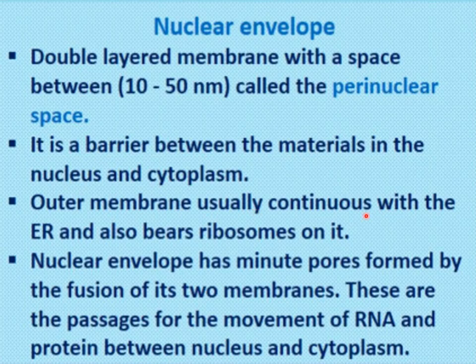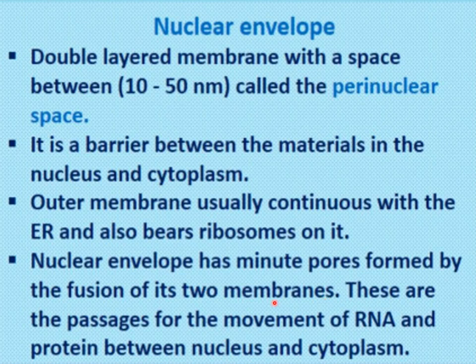The outer membrane is usually continuous with the endoplasmic reticulum, because the endoplasmic reticulum is attached to the nucleus. So we can say the outer membrane is continuous with that, and also bears ribosomes on it, because ribosomes are present on the rough endoplasmic reticulum. The nuclear envelope has minute pores formed by the fusion of its two membranes. At some points, the outer and inner membranes of the nucleus get fused with each other, and that makes minute pores in that membrane. These minute pores are called nuclear pores.